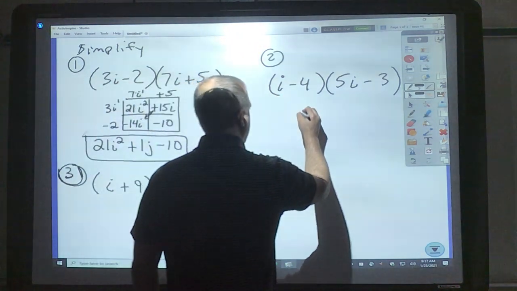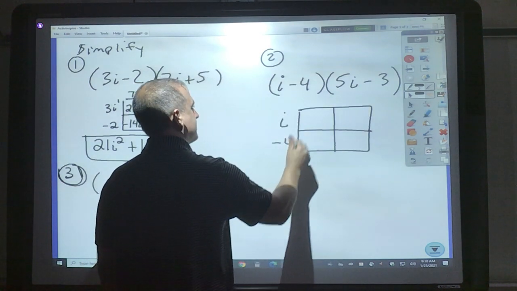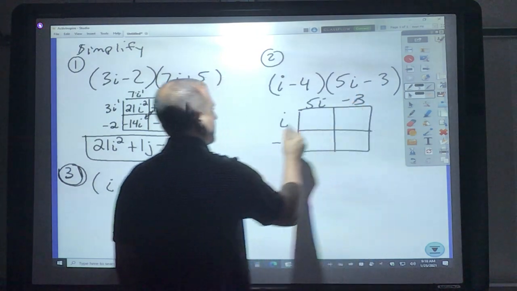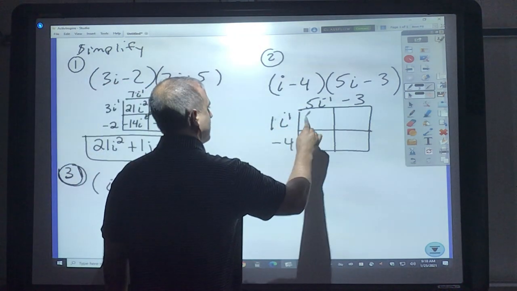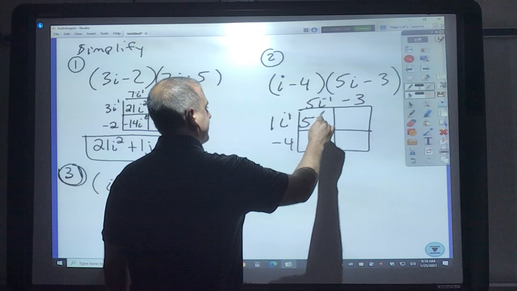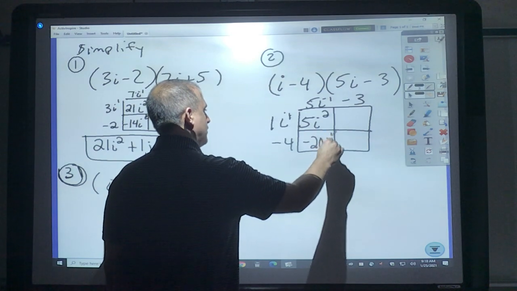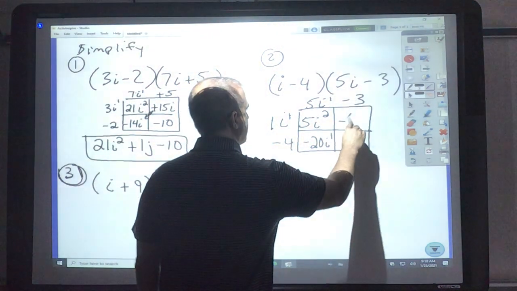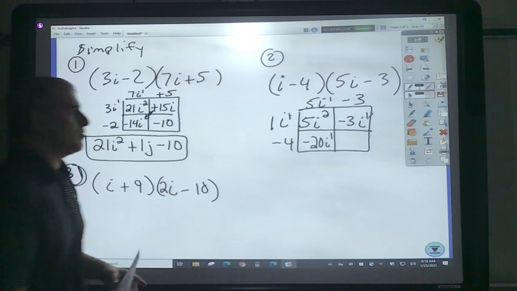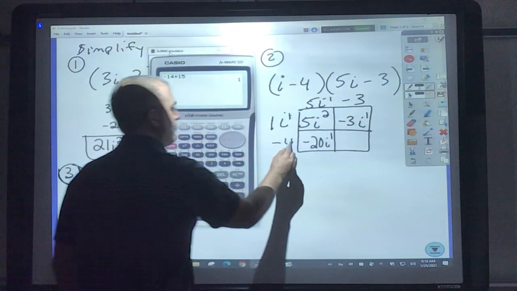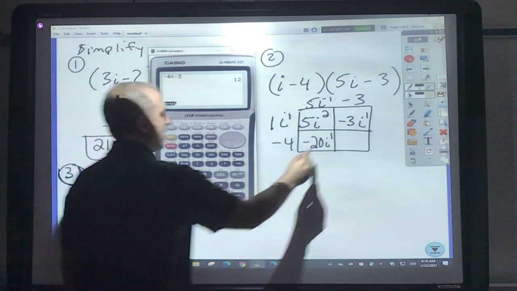All right, so what I would do here, I get my box. I got i minus 4 down this side, 5i minus 3 right here. Now there's a 1i squared. If you need to put the ones in to help you, please do. So 5 times 1 would be 5. Add the exponents, that'd be i squared. 5 times -4 would be -20, i to the first. 1 times -3 would be -3 with the i to the first. So you should always have these diagonals being the same. If you don't, you did something wrong. And then -4 times -3 would give me that spot, positive 12.